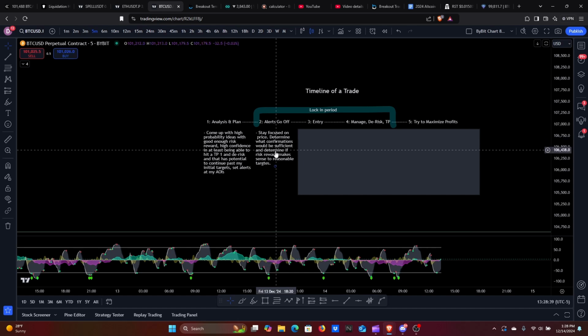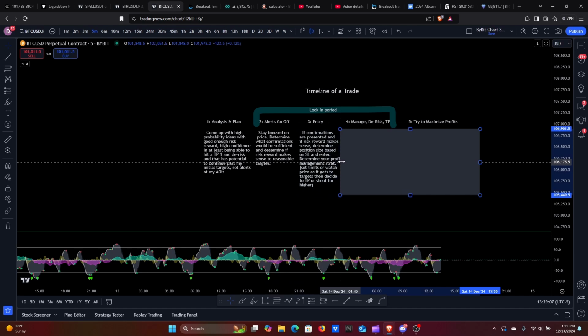The confirmations could come a lot sooner than you expected. They could come a lot later than you expected. Maybe that ends up giving you worse risk reward than you intended. And if the risk reward doesn't make sense, even if it's a decent idea, maybe you don't want to enter it yet. So if all things line up, if price gets to my area, if I see the confirmations I want, and if risk reward still makes sense, then I decide to enter.